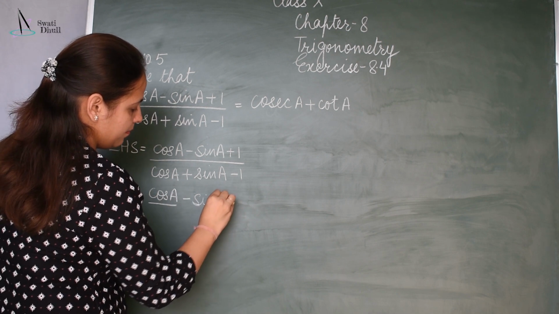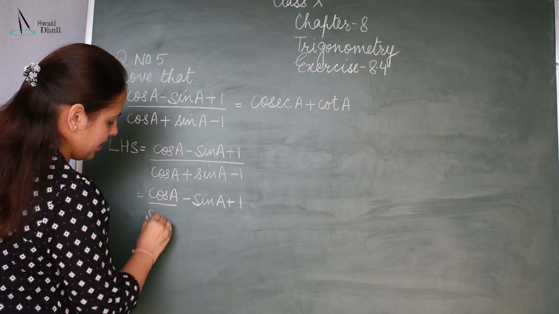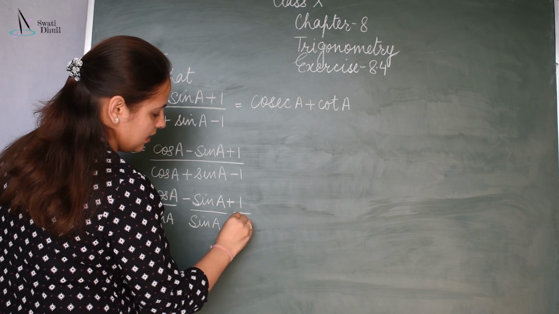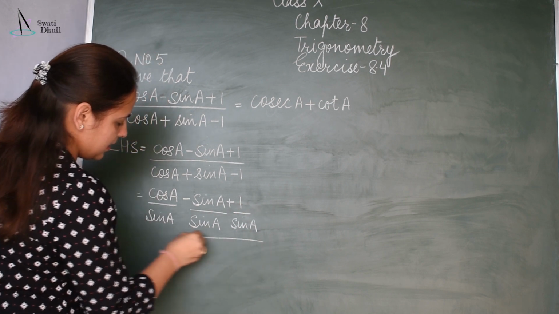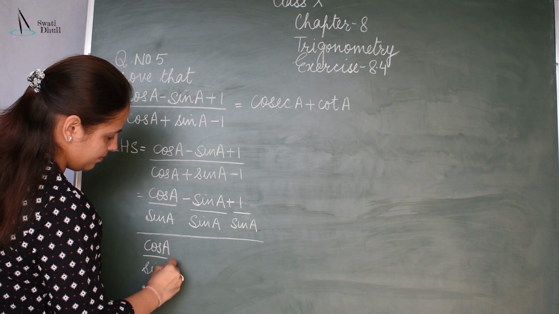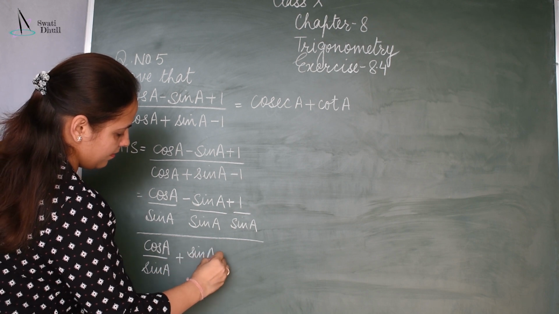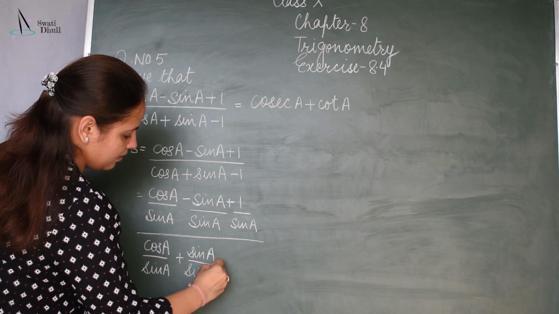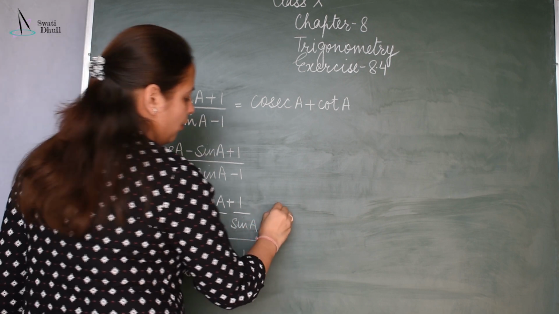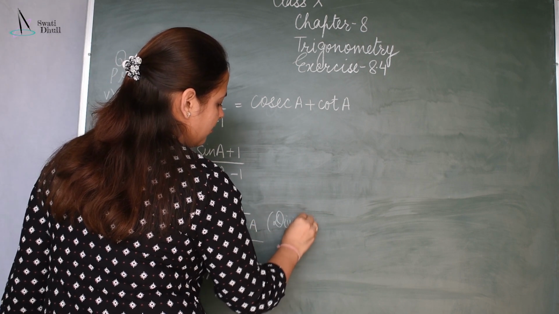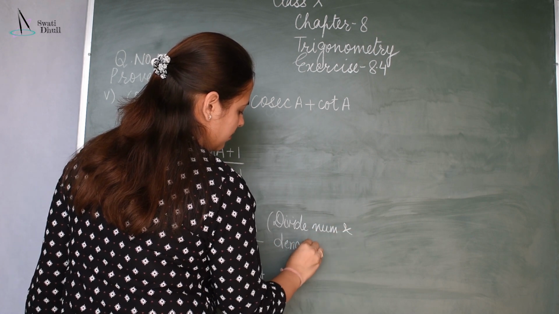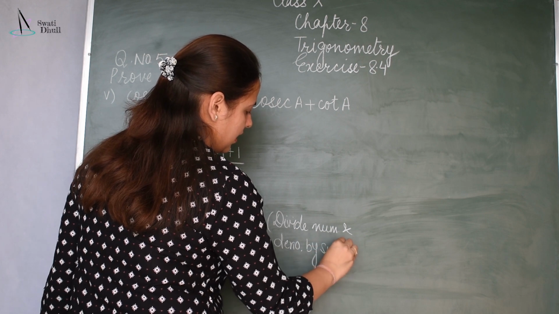So I will divide it by sine: cos A minus sin A plus 1, each divided by sine A. Similarly, the denominator will also be divided: cos A plus sin A minus 1, each divided by sine A. So here what I have done is divide numerator and denominator by sine A.